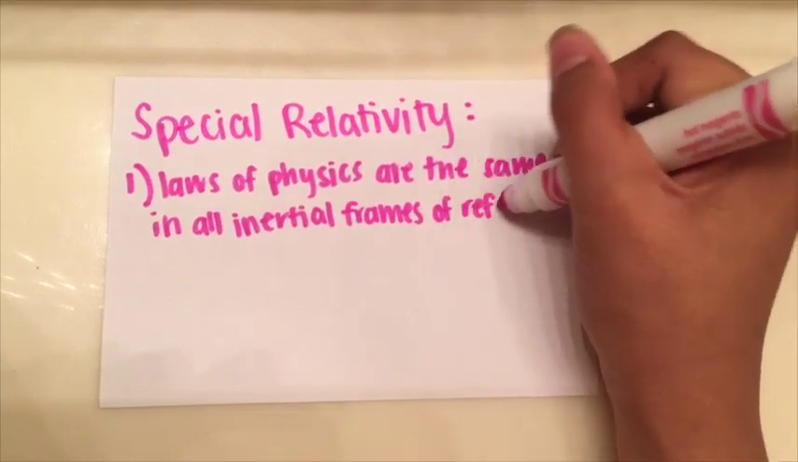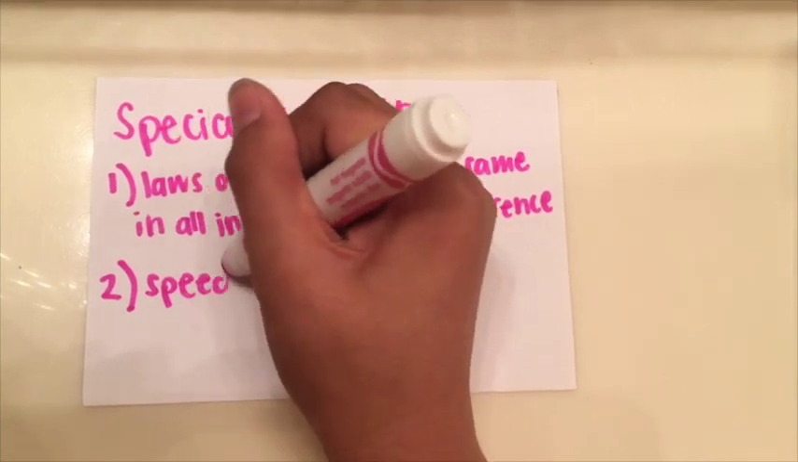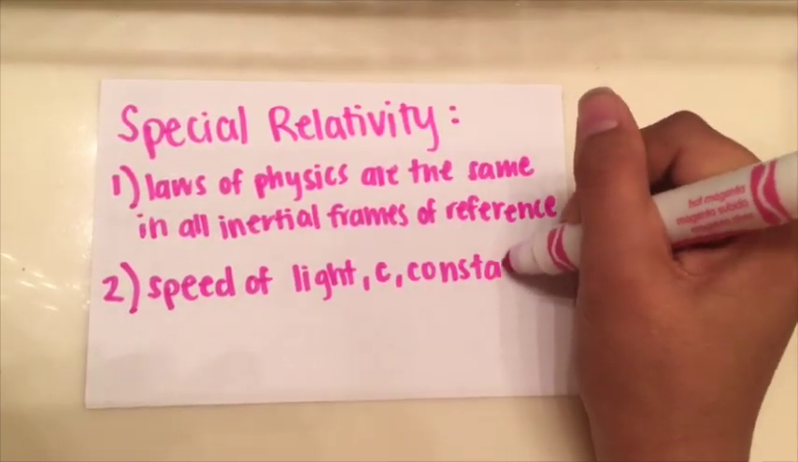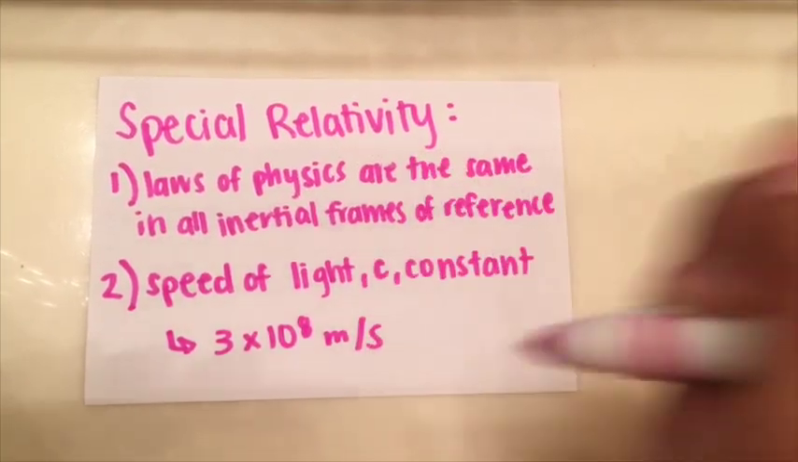The second postulate is that the speed of light c is a constant that is independent of the relative motion of the source. No matter how fast an object is traveling, the speed of light will always remain constant at 300 million meters per second, or 3 times 10 to the 8th.